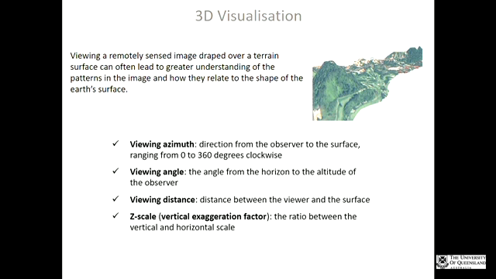Viewing distance is how far we are away from the image. And then this is important, the Z-scale. This is the vertical exaggeration factor. If we've got a very flat landscape, we can change that Z-scale to exaggerate the peaks and troughs of the landscape. So again, we can lie with maps, exaggerating the peaks and troughs of the landscape more than is actually reality. But it can be useful for emphasizing different aspects of terrain.